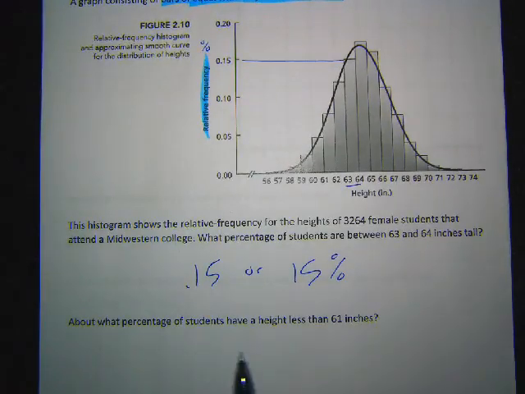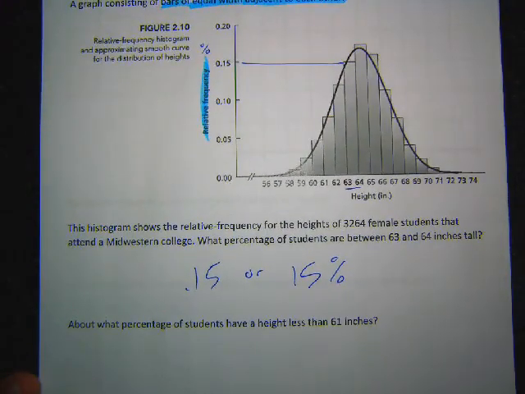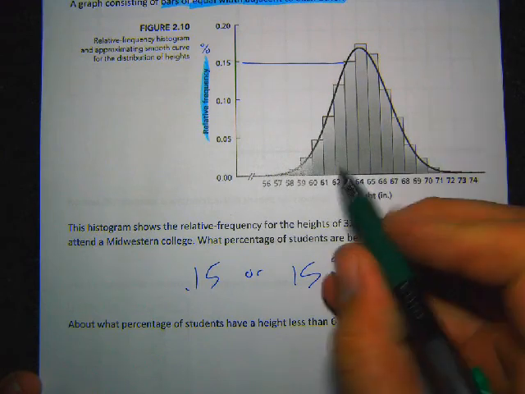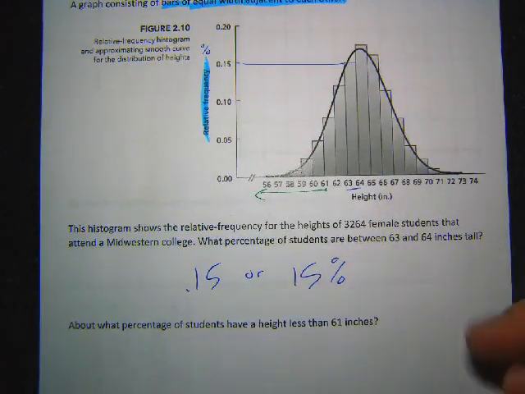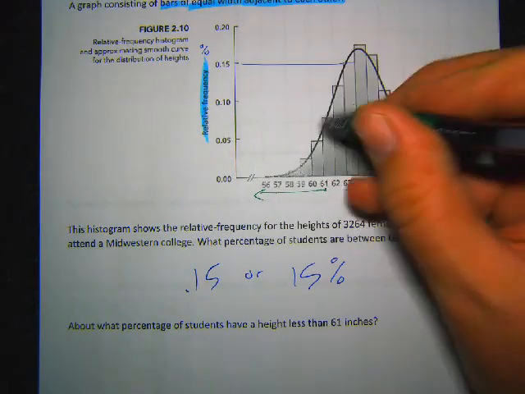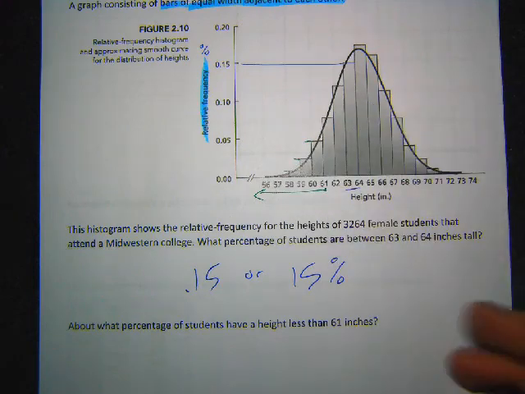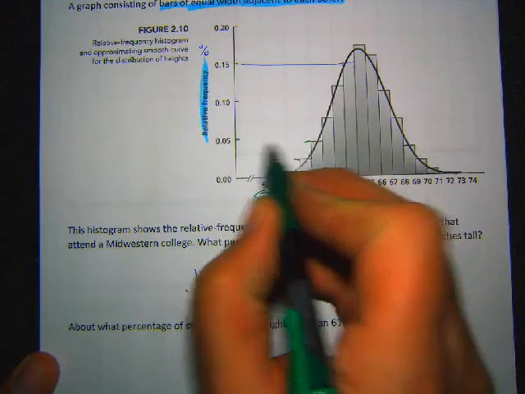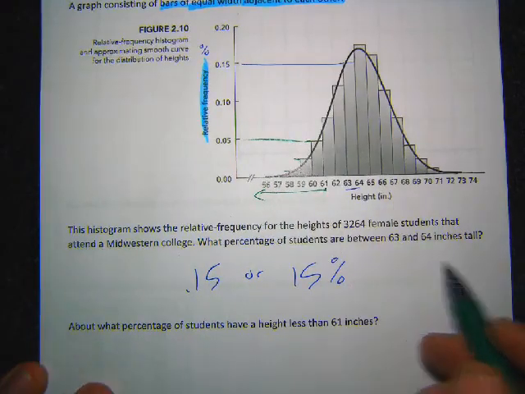About what percentage of students have a height less than 61 inches? If I was looking for less than 61, I'd be looking at this range down here. We'll look at the range from 61 down. That means I'm going to be including these bars down here, like this one, and this one, and this one. After that, they get pretty small, probably negligible. So I might say this one is pretty close to 0.05. That's kind of stretching it, but let's call it close.